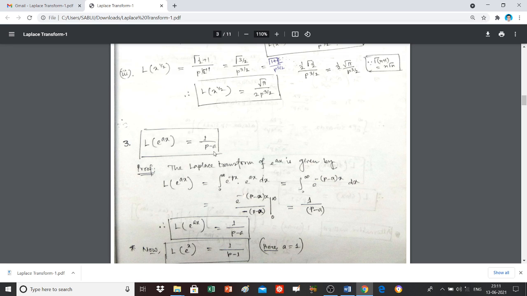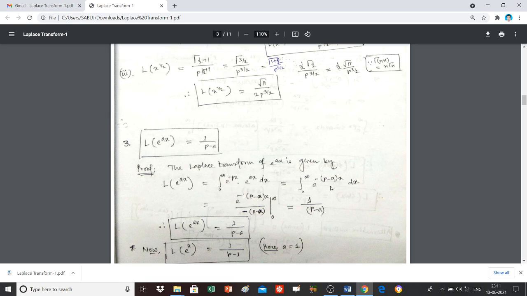We have to prove this, and to prove this, let us consider the given function f(x) is equal to e to the power ax. Then the Laplace transformation of this function e to the power ax, from the definition, is the integral from 0 to infinity of e to the minus px times e to the power ax dx, that is equal to the integral from 0 to infinity of e to the power minus (p minus a)x dx.